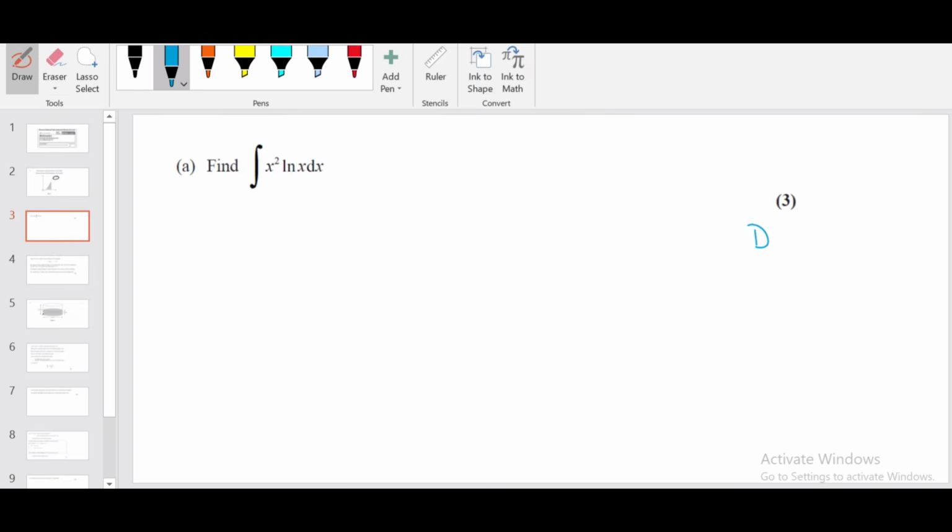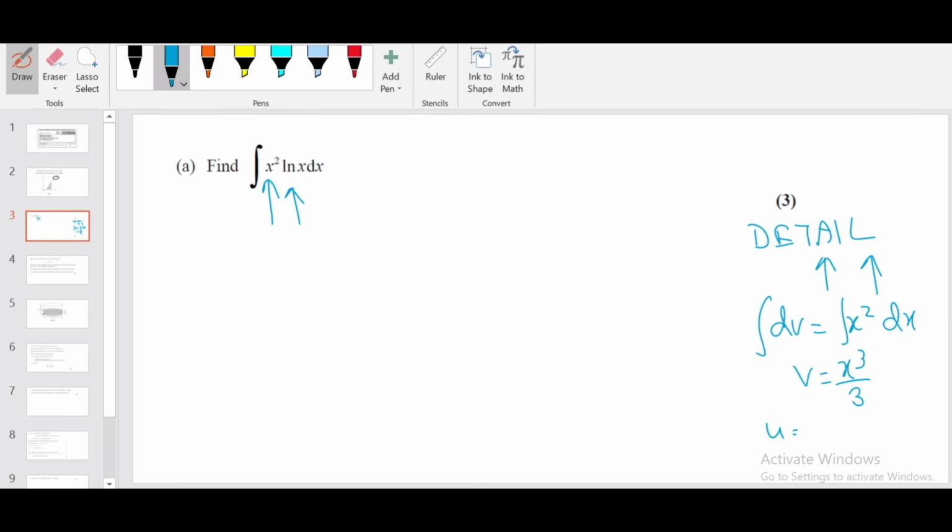First I'm going to use this detail to find out what dv is. We have an algebraic function and a logarithmic function, A and L. A comes first, so dv is the algebraic function together with dx. Integrate both sides to find v, you will get x cubed over 3. And the balance function, take it as u. ln x, du by dx is 1 over x, so du is 1 over x dx.